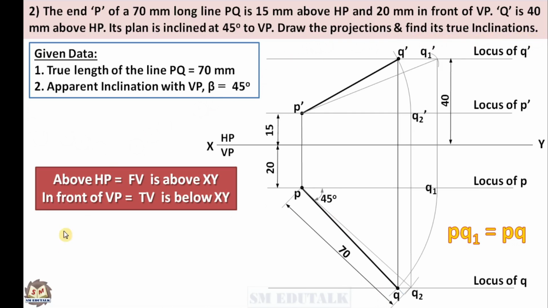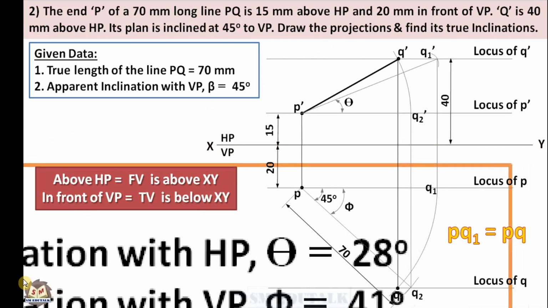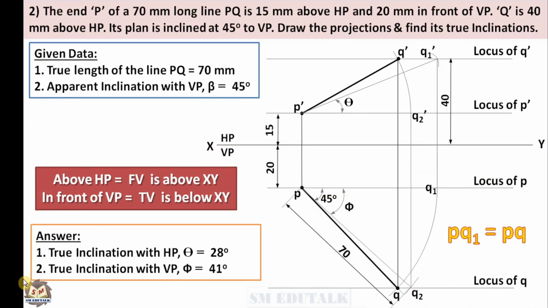You can use a protractor to measure the angle of the true length line theta, which is located above the XY line, and the angle of the true length line phi, which is located below the XY line. After measuring the angles, you will get theta equal to 28 degrees and phi equal to 41 degrees.